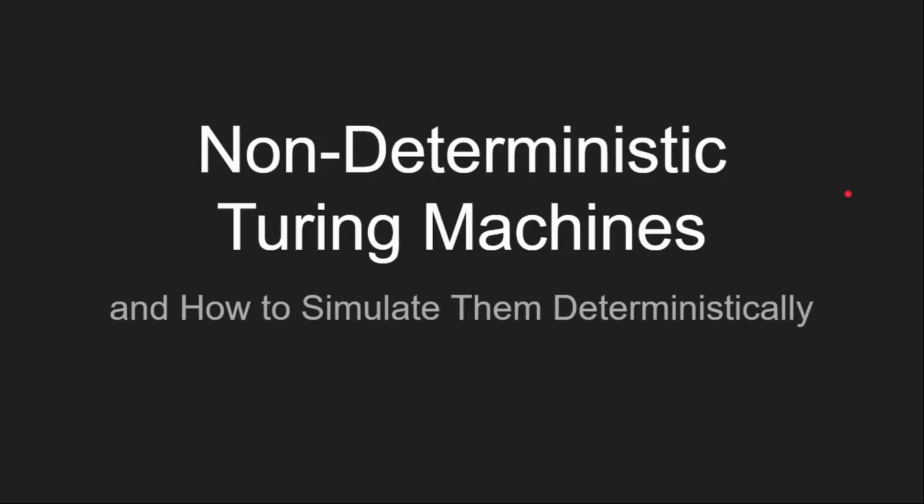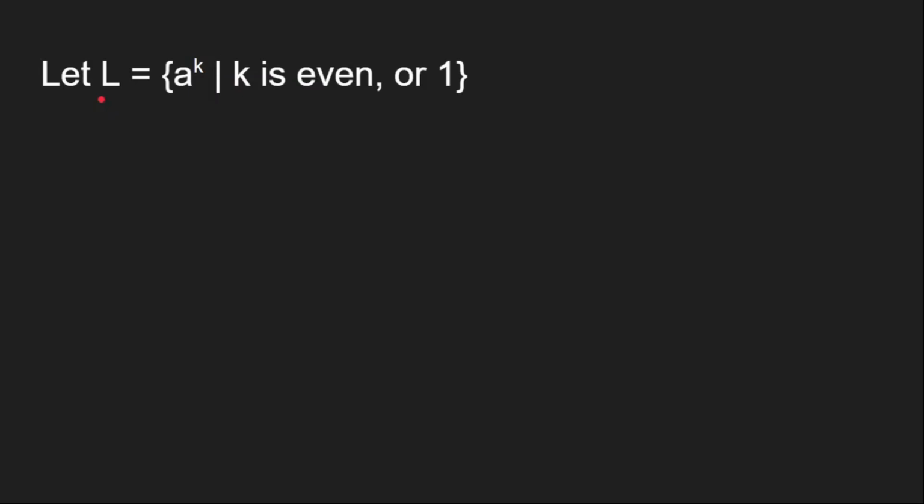Hello everyone! This video is about non-deterministic Turing machines and why they have the same computational power as deterministic ones. This means deterministic Turing machines, or DTMs as I will be calling them, can recognize and/or decide the same languages as NTMs. This works because you can simulate any NTM using a DTM, and that is exactly what we're going to talk about. Here's our example language L.